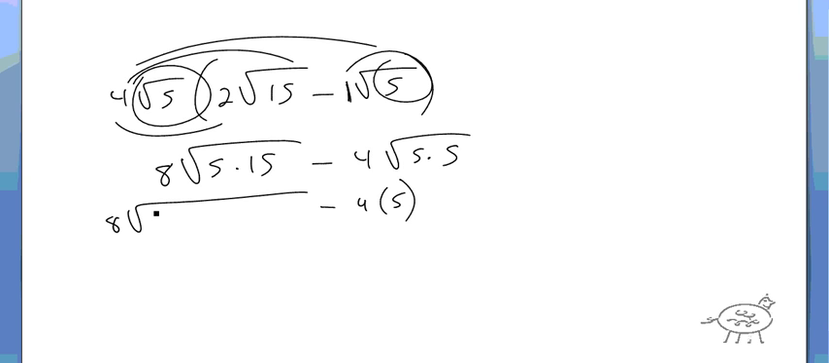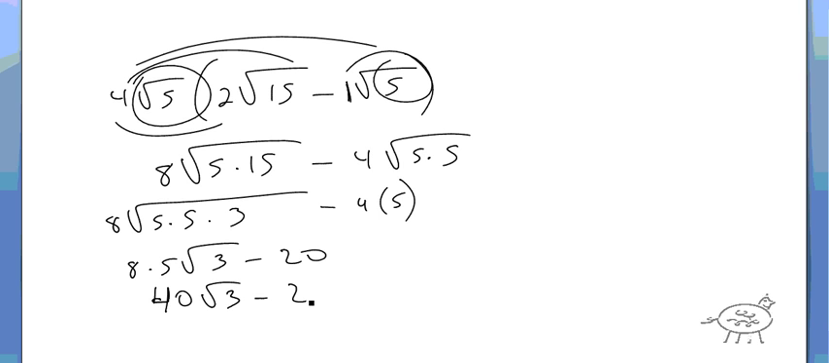That 8 times root of 5 times 15, let's say 5 and 15, 15 is 5 times 3. So the 5 comes out, it's 8 times 5, and you have a root 3 left over, minus 20. So the answer is 40 root 3 minus 20. Okay? That's pretty mellow. All right, so let's do some nice friendly multiplication here.